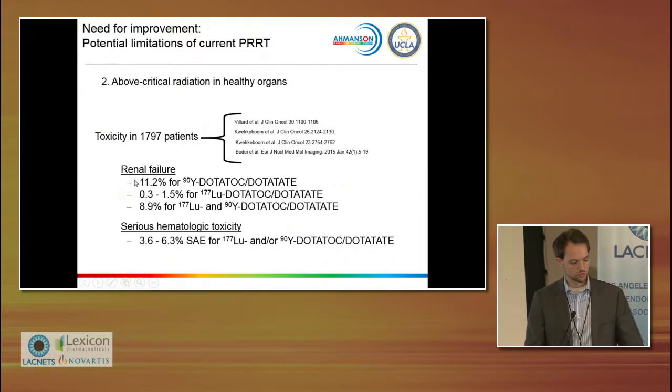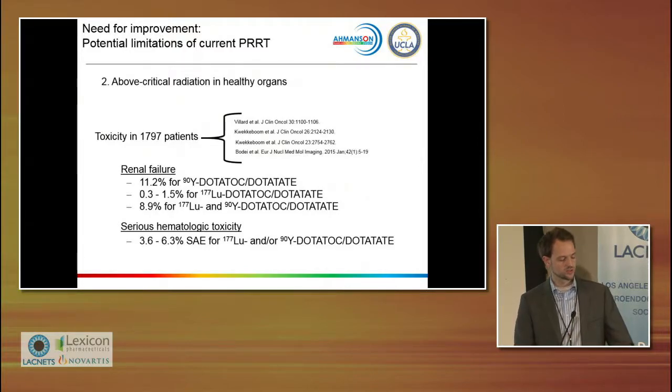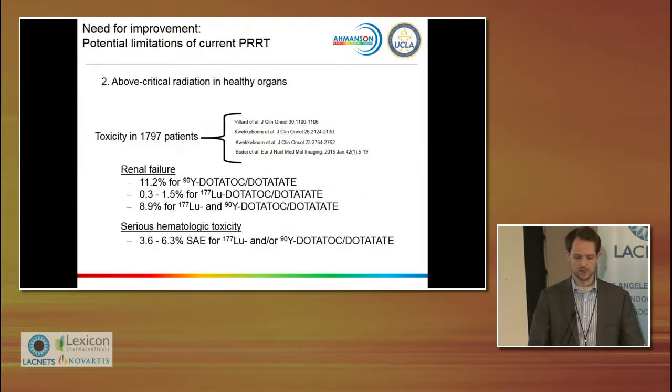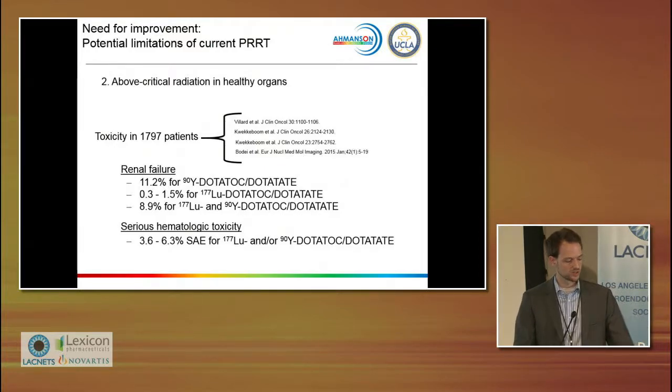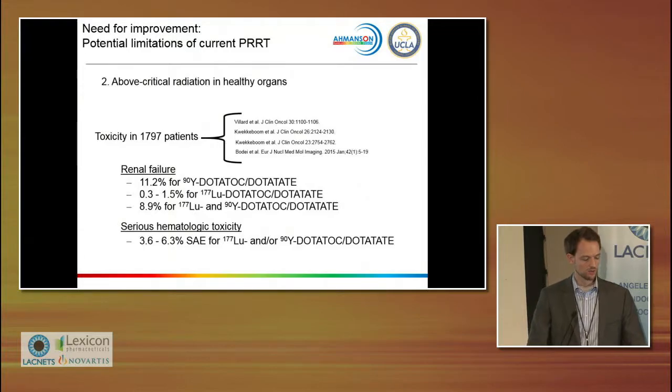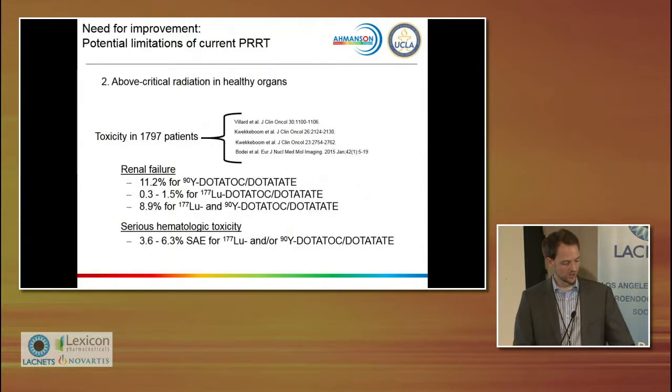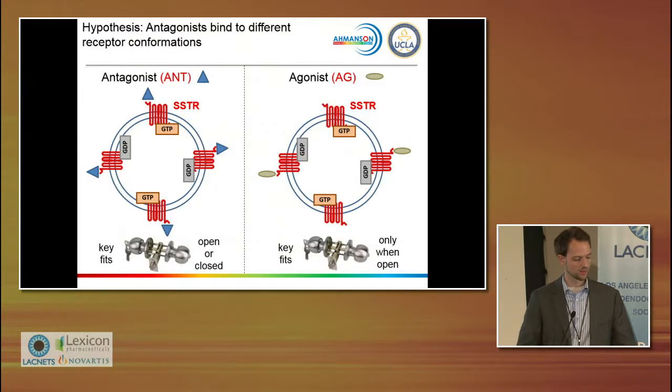It has been a huge problem for the yttrium dotatate or dotatoc treatment, which is now, of course, not performed that often anymore. On the other hand, serious hematologic toxicity may occur in about 4 to 6% or 5 to 10%, depending on the studies and the numbers, for lutetium or yttrium-based PRRT. And these 2 adverse events might potentially be decreased by improving the radioligand therapy.